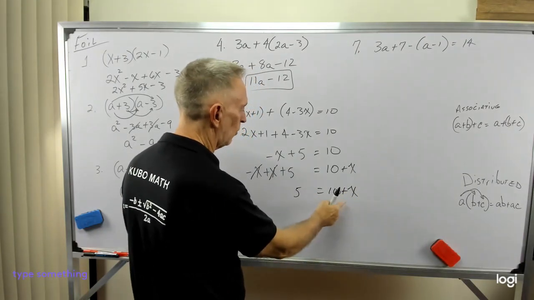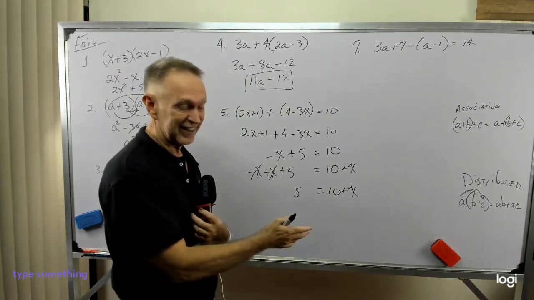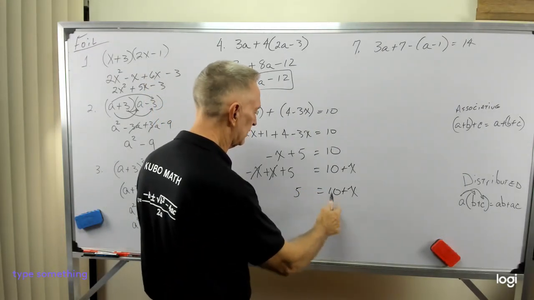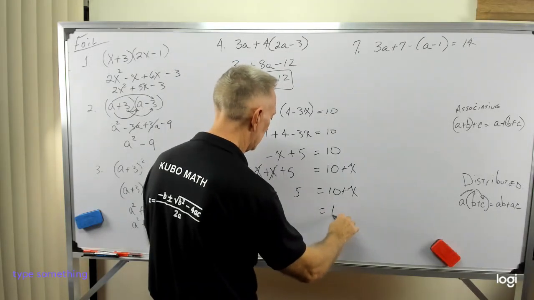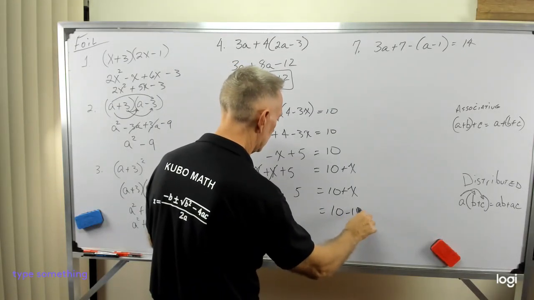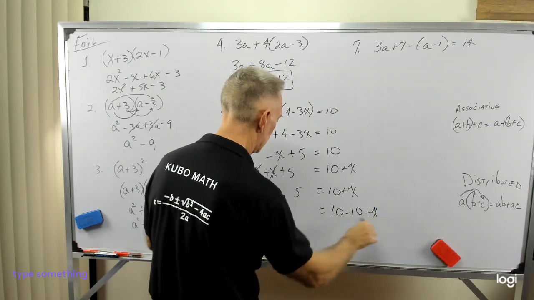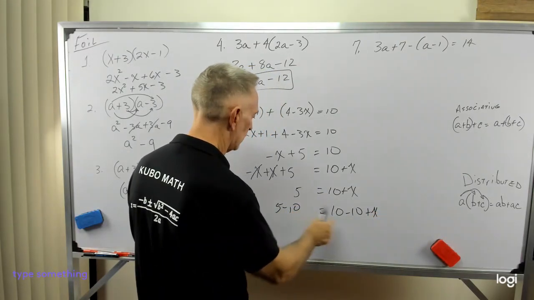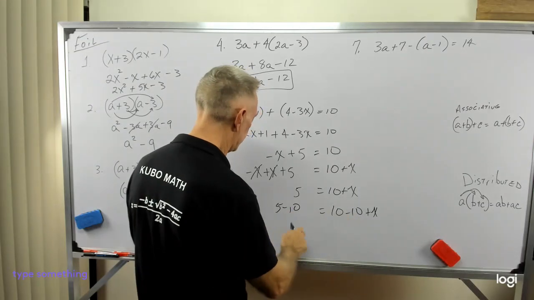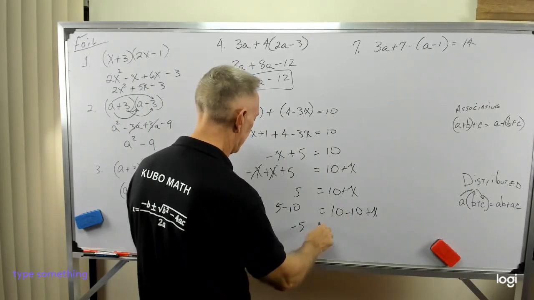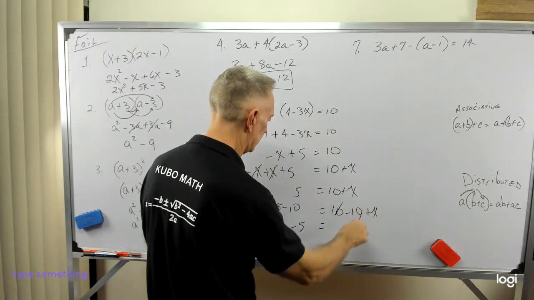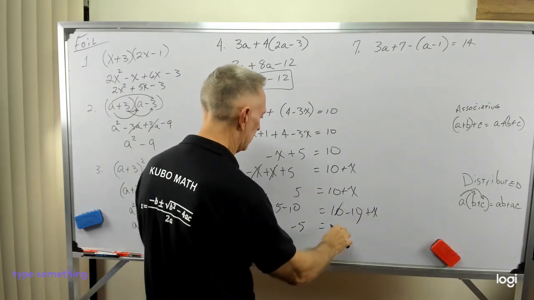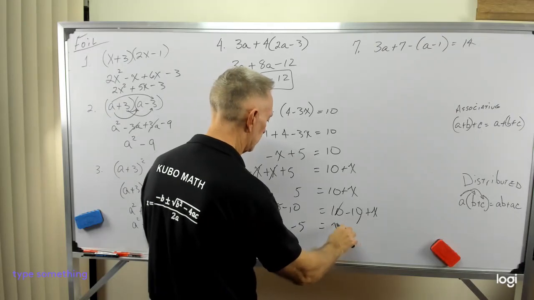Well, I don't want to know what 10 plus x is. I just want x. So I'm going to subtract 10 from both sides. 10 minus 10 plus x equals 5 minus 10. So I subtracted 10 from both sides. So this 10, that 10 cancel. 5 minus 10 is a negative 5 equals x.